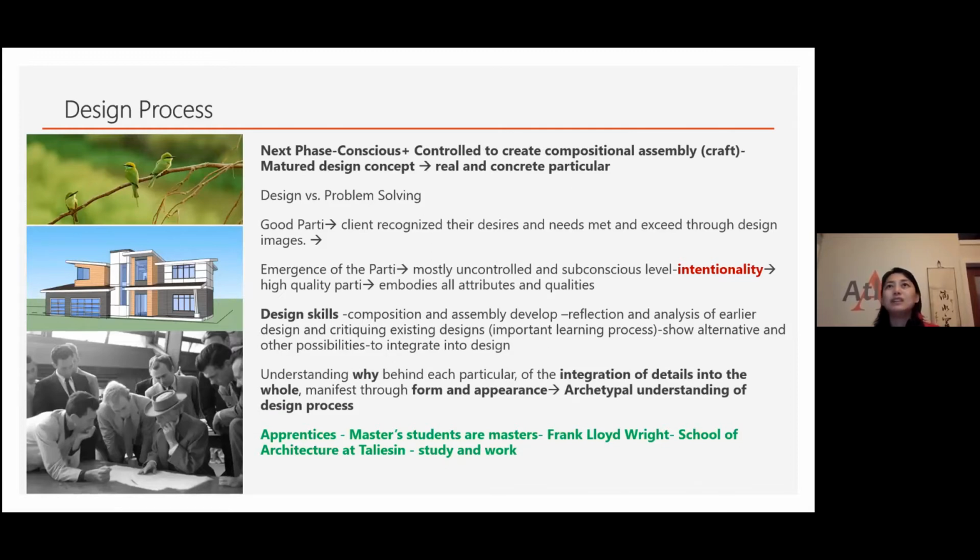Then after that, we develop that idea. It becomes more conscious, in a more controlled way, to create this compositional assembly. This relies more on our craft. That's what we learn in school, how to make our craft work better. They become a mature design concept, then become real and concrete particulars.